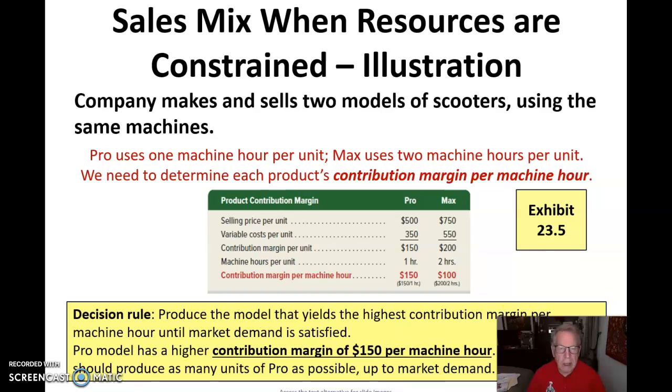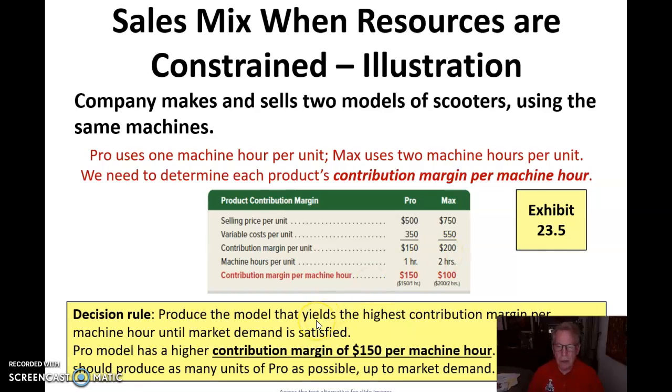Okay, so our selling price here, $500 for Pro and $750 for Max. We have variable costs and contribution margin per unit. And here, our machine hours, 1 hour for Pro and 2 hours for Max. So the contribution margin per machine hour is better for the Pro than the Max, even though the Max is selling for a higher price and a higher contribution margin per unit.